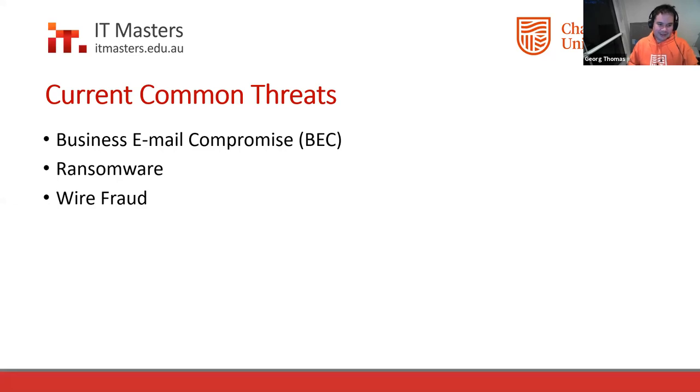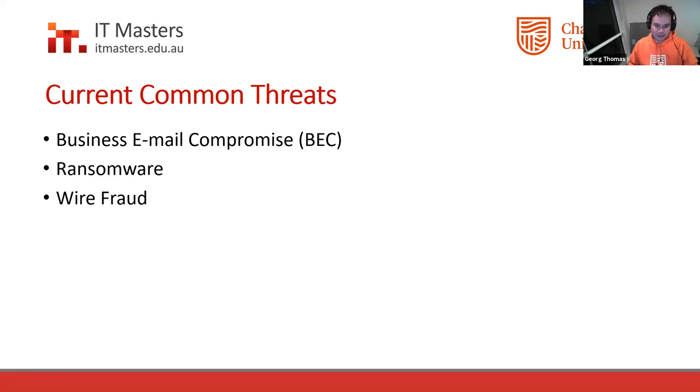Anyway, this is around fraudulent money transfers, usually part of some sort of spear phishing campaign, and usually on the back of business email compromise, where the CEO may instruct the CFO or the accounts department to make a fraudulent payment. I've seen many instances of that. I think the biggest I saw, as I mentioned before, was $3.2 million. So those are the current common threats that I see.